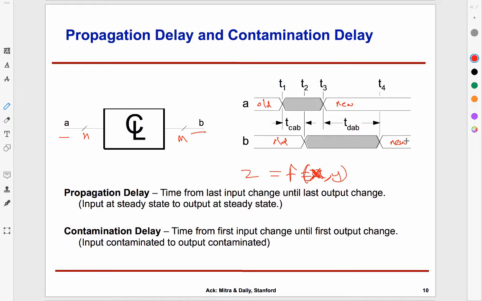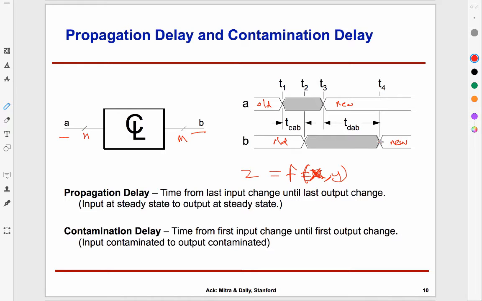Between T1 and T3, the input was changing. Before T1 it had the old value, after T3 it has the new value, in between it has something that we don't know. Likewise, for the output, T2 is the time at which the output began to change. If our combinational logic was an adder, then probably the lower bits began to change. And finally, T4 is the time at which output became stable, and after that, if A wasn't changing, then output will also not change. So T1, T2, T3, T4, these are 4 times.